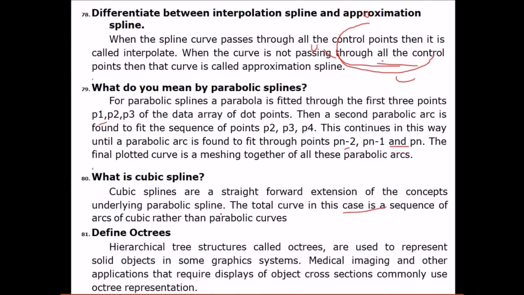Define octrees. Hierarchical tree structures called octrees are used to represent solid objects in some graphic systems. Medical imaging and other applications that require displays of object cross-sections commonly use this octree representation.